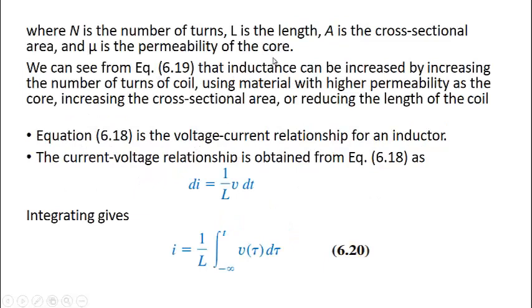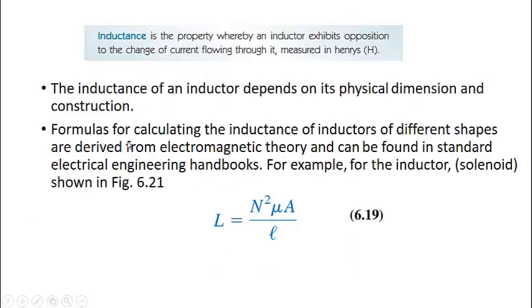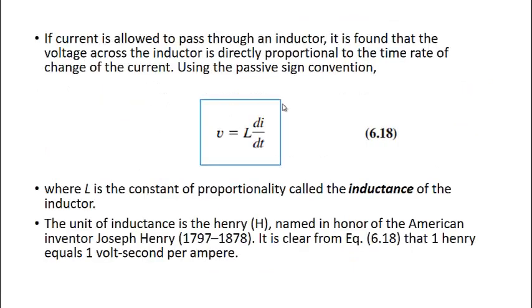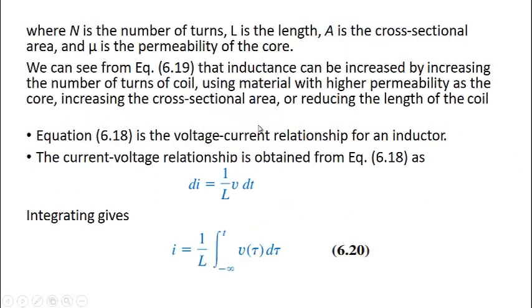We can see that the inductance can be increased by increasing the number of turns of the coil, using a material with higher permeability as the core, increasing the cross-section area, or reducing the length of the coil. Equation 6.18 is the voltage-current relationship of the inductor. The current-voltage relation can be found by integrating that equation. That means di is equal to 1 by L v dt, and integrating, i is equal to 1 by L integral from minus infinity to t of v dt.